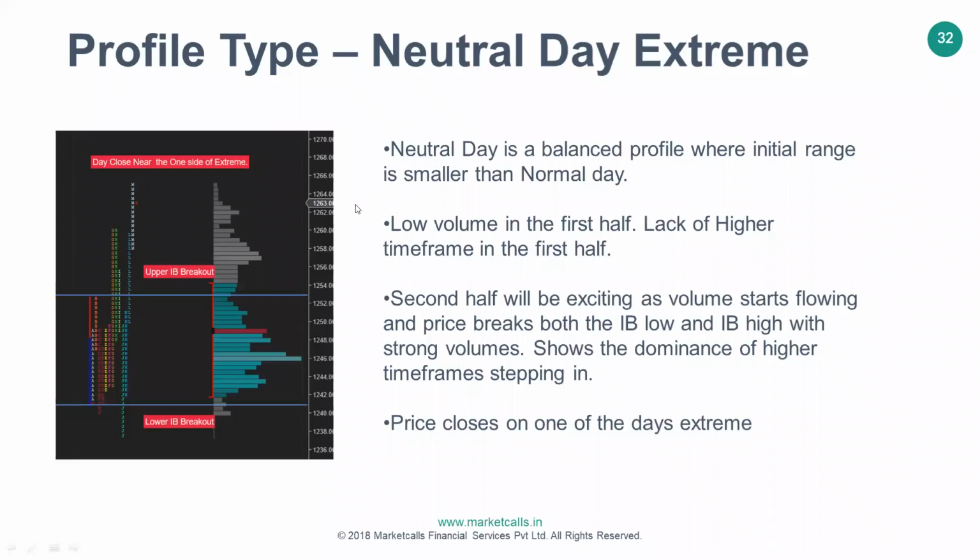But in this case, the neutral day extreme, the first half an hour will be dominated by low volume, and later in the second half volume intensity increases, and then the higher time frame players come in. The volume started flowing in the second half. Right? If you look at the distribution, it breaks the first half an hour high and low on both sides, and price closes at one of the extremes. That's why we call it a neutral day extreme, where the price closes at one of the extremes of the day.